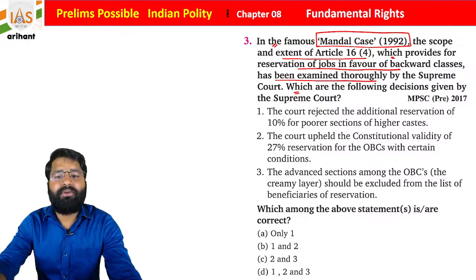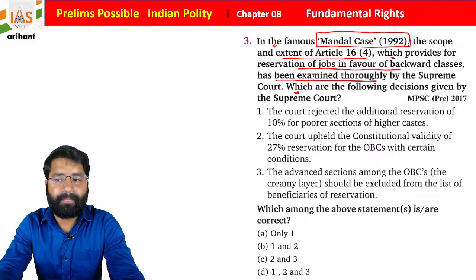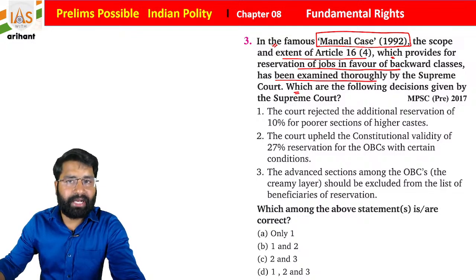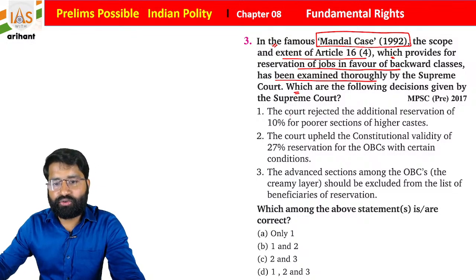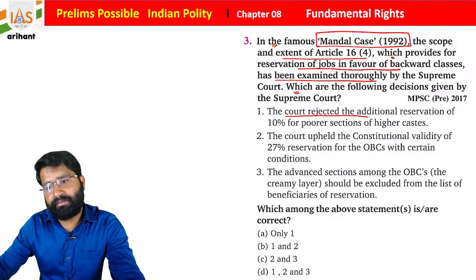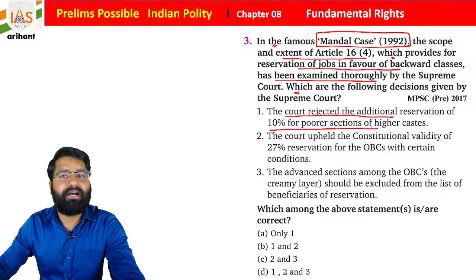Which of the following decisions were given by the Supreme Court? Okay, so this was in MPPSC, students. Just read carefully, and if you feel doubt, just tell me. So the court rejected the additional reservation of 10% for the poorer section of the higher caste.